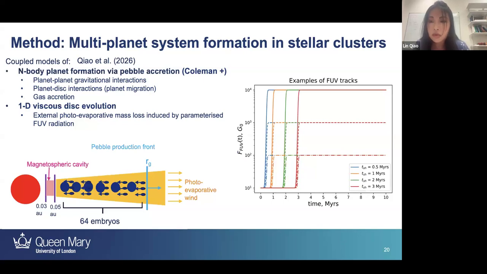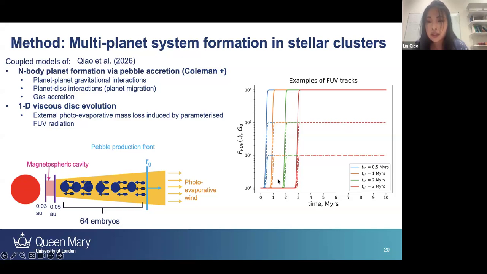In order to study this, we coupled an N-body model of planet formation from planetary embryos via pebble accretion with a model of 1D viscous disk evolution. The planet formation model includes planet-planet interactions and planet migration as a result of planet-disk interactions, and it can accrete gas if the planetary core grows massive enough. The disk evolution code is subject to external photoevaporation under the impact of a time-varying FUV field.